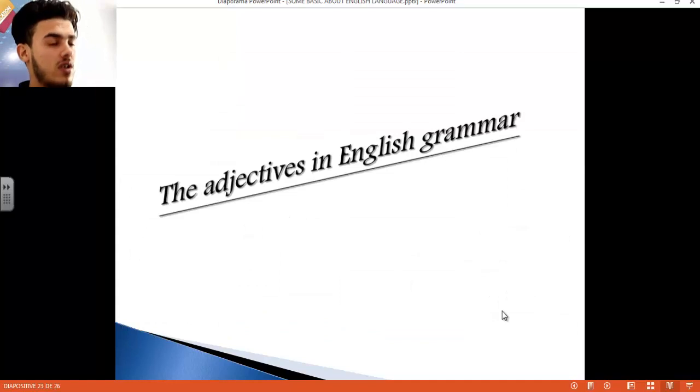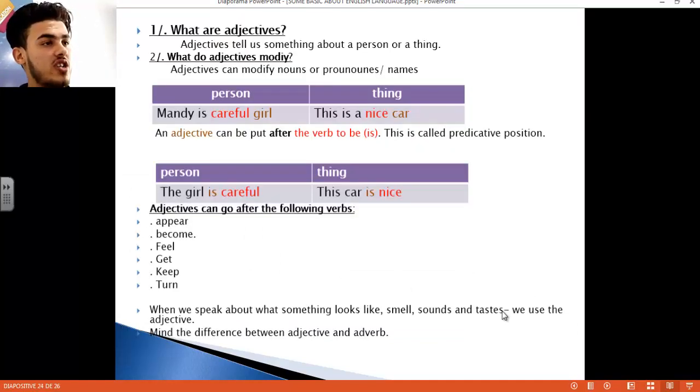Our last part of the course is adjectives in English grammar. So what is an adjective? An adjective can tell us something about a person or a thing, or describes or modifies it. What do adjectives modify? Adjectives can modify nouns, pronouns, or names.